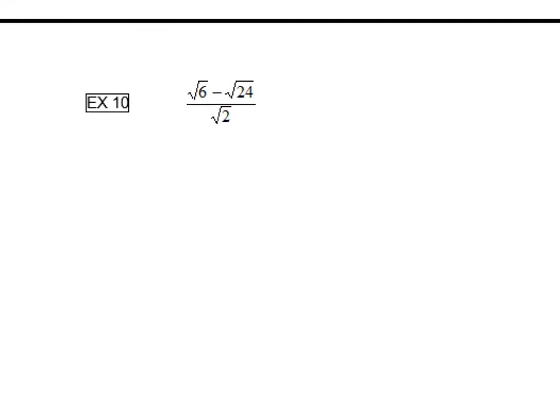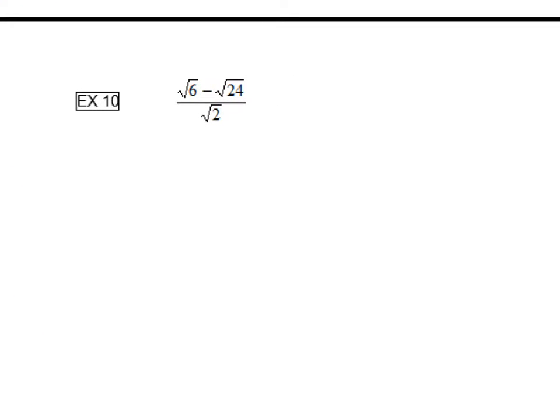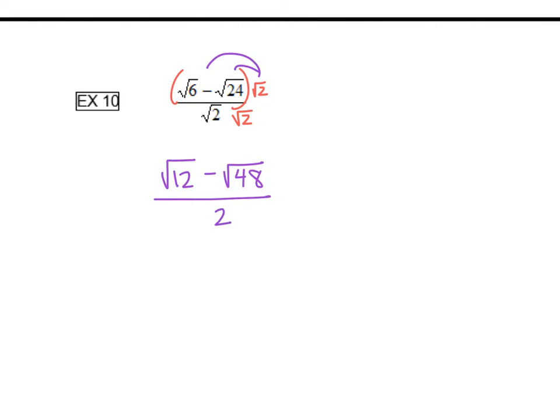Alright, next example. Same idea, we're going to rationalize this. Multiply the top and bottom by the square root of 2 so we can get rid of that radical in the denominator. I'm throwing parentheses around the numerator so that I can see that as distributing. So we go ahead and multiply this in. That gives us the square root of 12 minus the square root of 48 over 2.